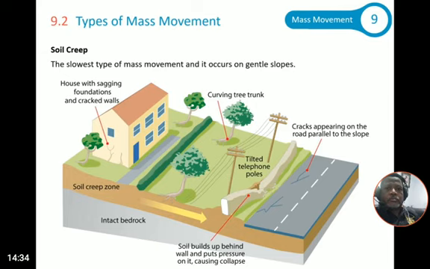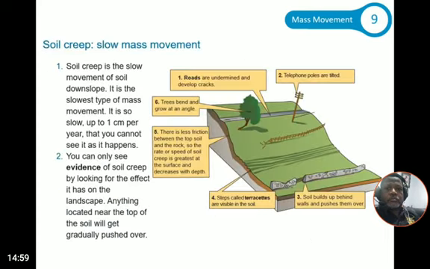We have different types of evidence of soil creep, so we know that it's happened. The first is that fences and trees are bent, curved, generally downhill. We can see that walls collapse because of pressure building up behind them from the soil moving downhill. And soil creep is faster at the surface and slower deeper down.